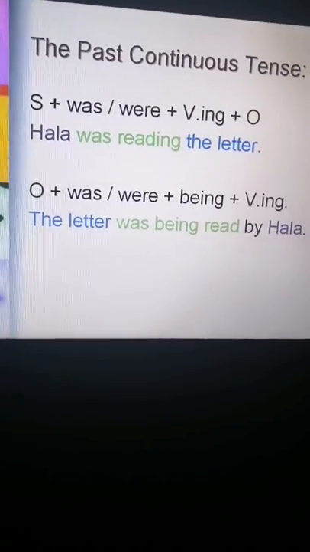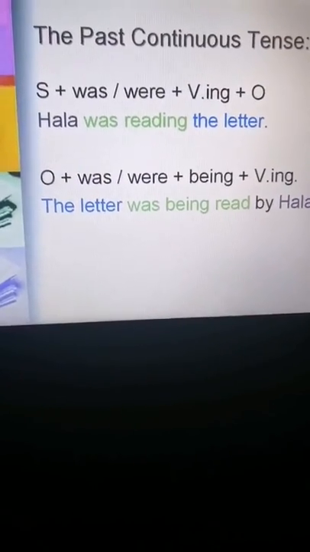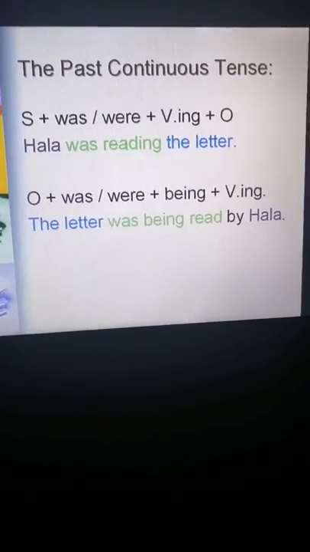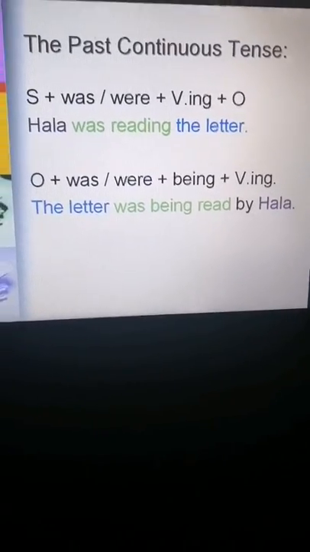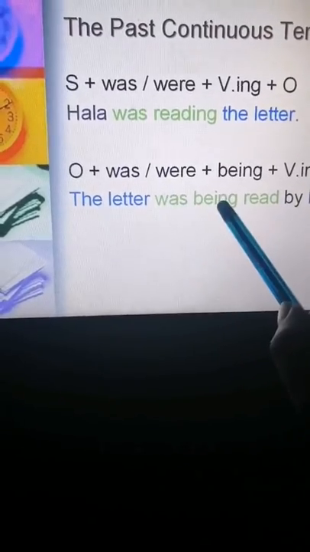Now, we have an example. Hala was reading the letter. How can we change it into passive voice? We put the object at the beginning. Then was or were, as we have here, plus being plus verb 3. The letter was being read by Hala.